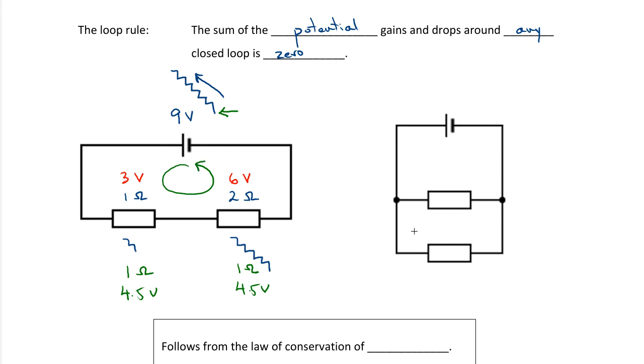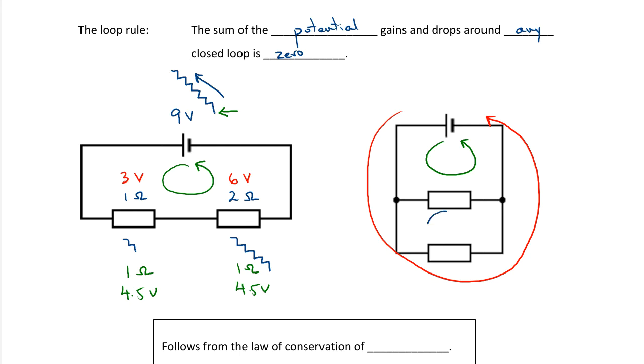Here we have a parallel circuit, and now we actually have several loops. We've got this loop here. We have this loop around the outside through the bottom resistor, and we actually have a third loop right here, which we could use. And what the loop rule states is that the sum of the potential gains and drops around any of those is equal to 0.